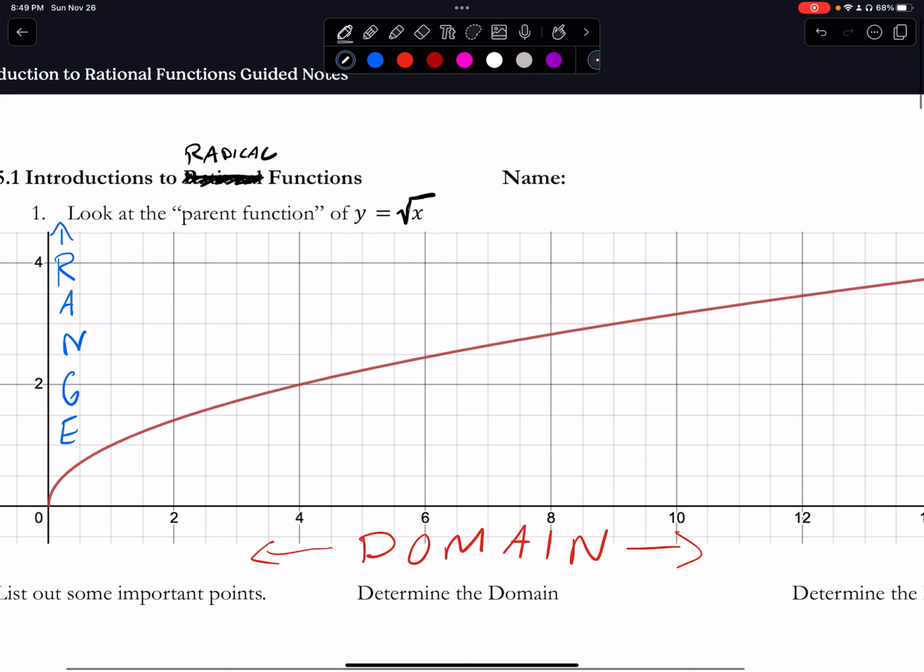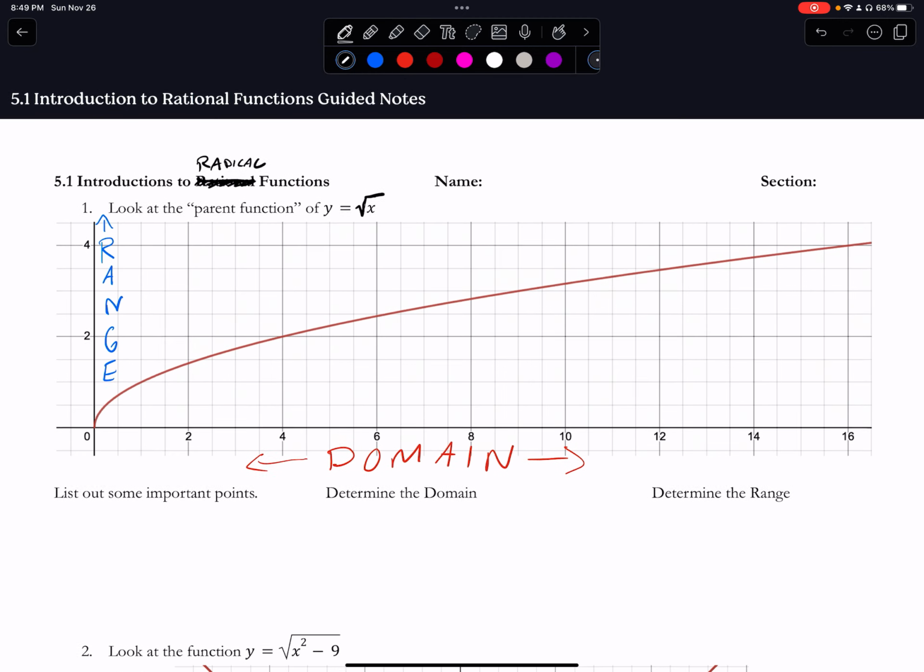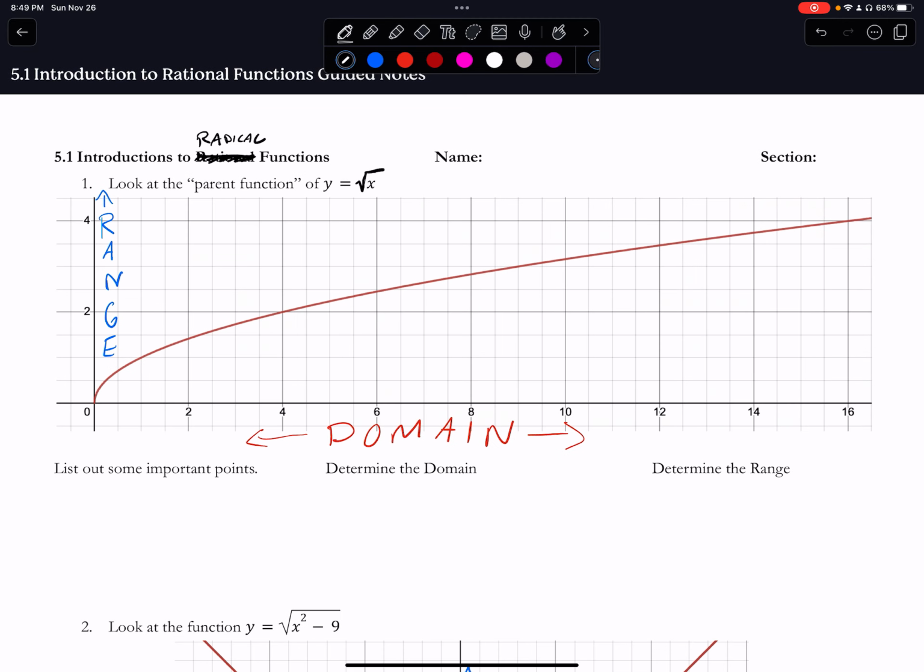So, things to think about. First, we're going to look at it from a graph. We're going to list out some important points, and then we're going to talk about the domain and then the range. First of all, some important points would be 0, comma 0. And then the next important point is 1, because the square root of 1 is 1. So you could say 1, comma 1.